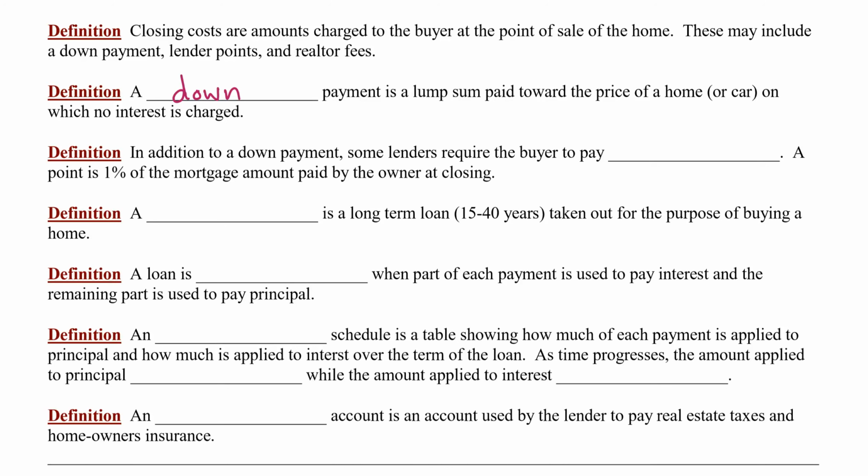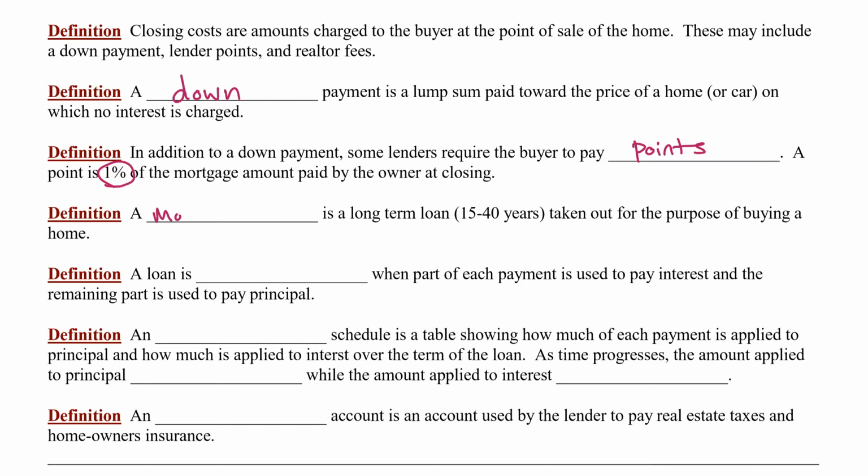Next definition. In addition to a down payment, some lenders require the buyer to pay points. A point, that's just code word for 1% of the mortgage amount paid by the owner at closing. So if your particular lender charges 1% or 1 point, that means at the point of sale, at closing, when you take over those keys, in addition to your down payment, which you're paying cash for, you will also pay cash for these points. Again, fees paid to the lender for their services.